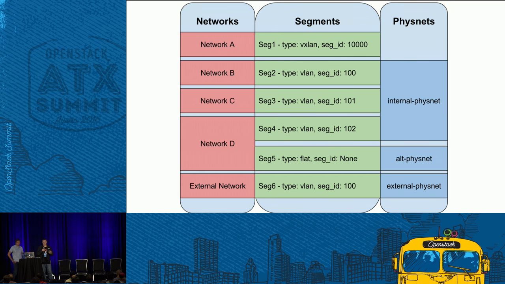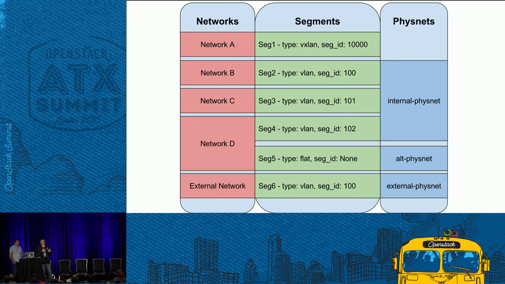Networks B and C are VLAN type, and they each have one segment, and they each get their own VLAN ID, and they correspond to a single internal physnet. So that means when traffic is being sent by the agents, traffic for network B and network C will both be going out over the same physical interface when it actually goes into the data center. They'll just have different VLAN tags.